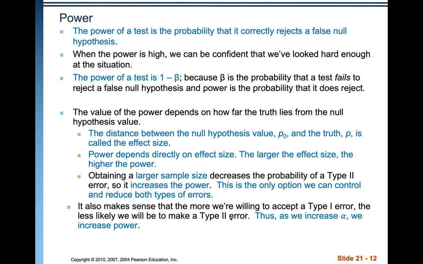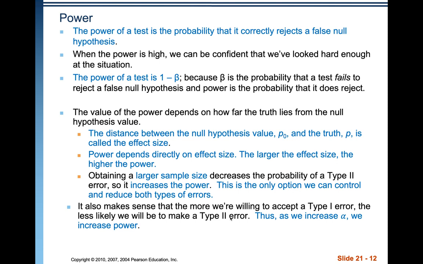So the only way that you're going to need to know how to calculate beta is if somebody gives you power, and then you would need to be able to set that equal to 1 minus beta to solve for beta. Likewise, if someone gives you a value for beta, you need to do 1 minus that beta value to get the power. The value of the power depends on how far the truth lies from the null hypothesis value. The distance between the null hypothesis value p naught and the truth p, the actual population proportion, is called the effect size. Power depends directly on the effect size. The larger the effect size, the higher the power.